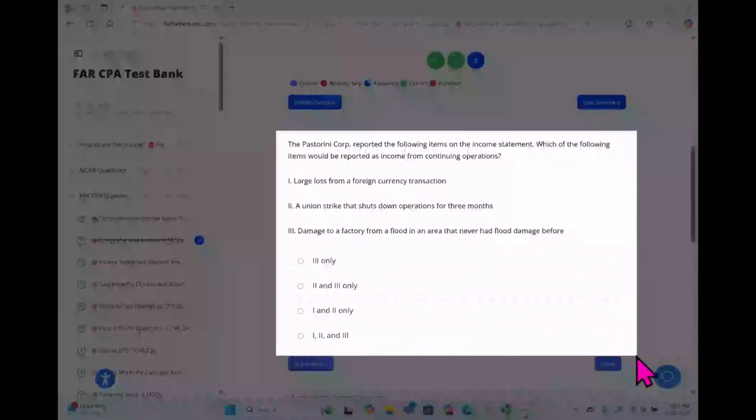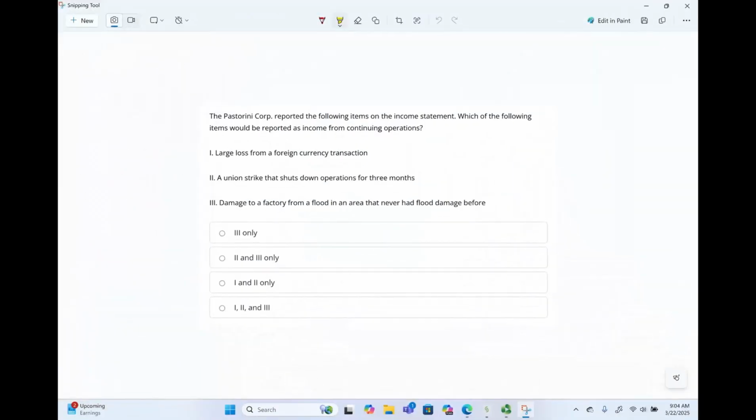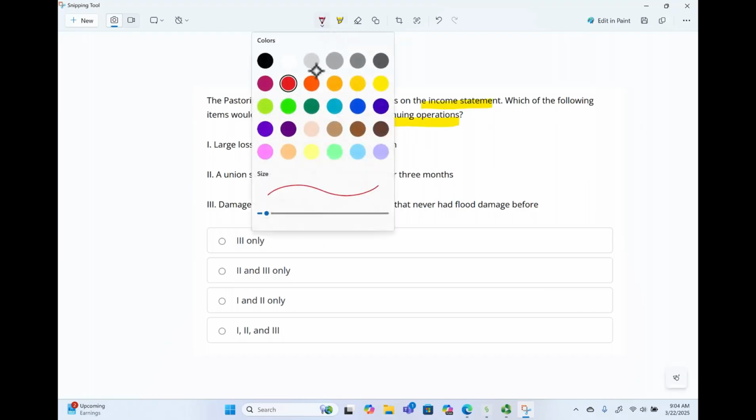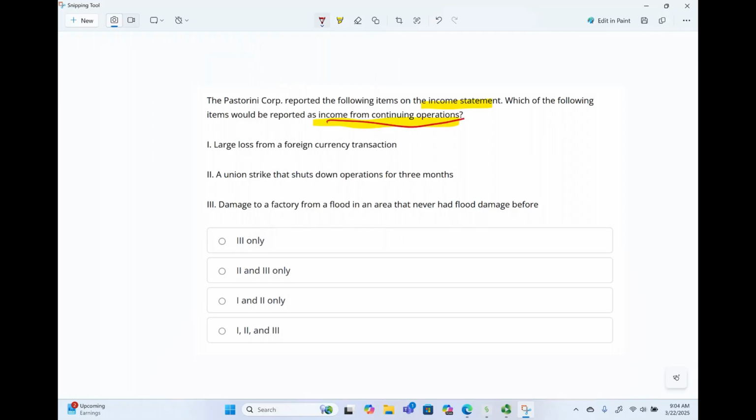Let's take a look at this question. We have this company here, P Corporation, reported the following on their income statement. Which of the following would be reported as income from continuing operation? So here what we're being asked is, what is income from continuing operation? Starting with 1. Large loss from foreign currency transaction. Do we report the loss from foreign currency transaction? And the answer is yes. Large loss, small loss from a foreign currency transaction is reported on the income statement.